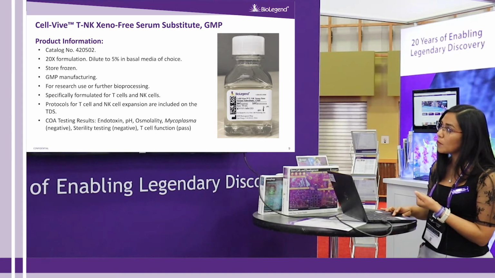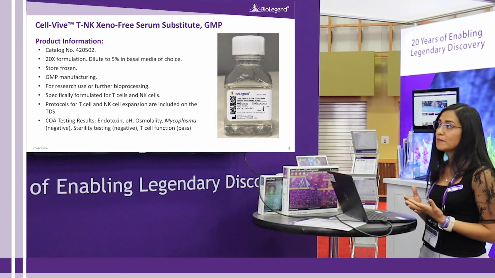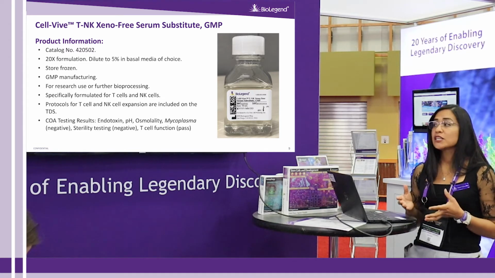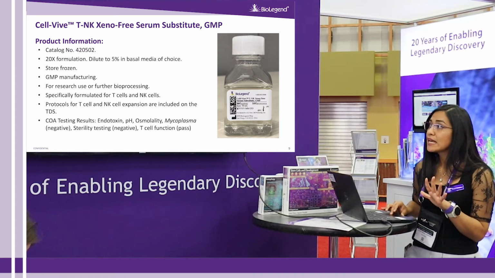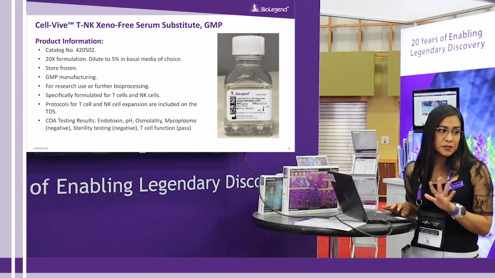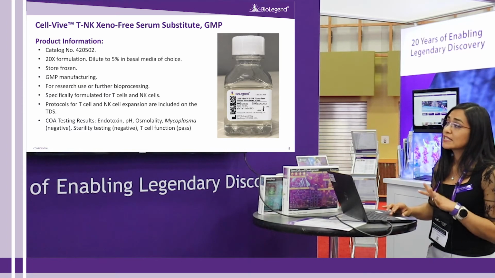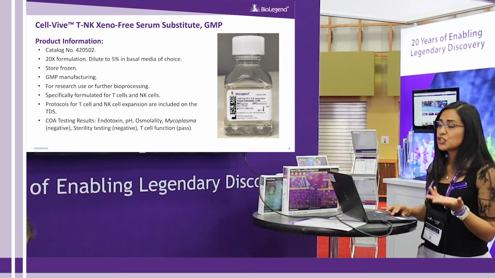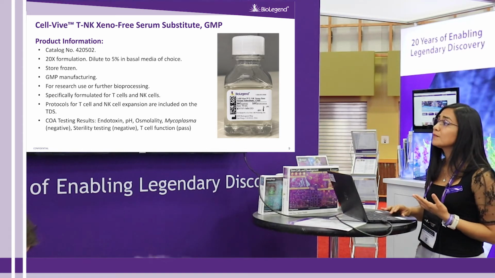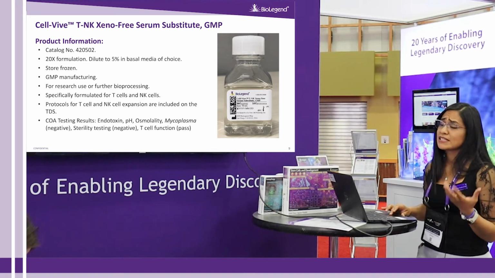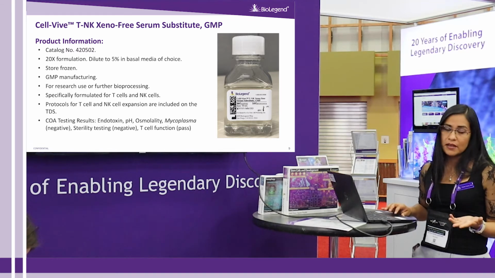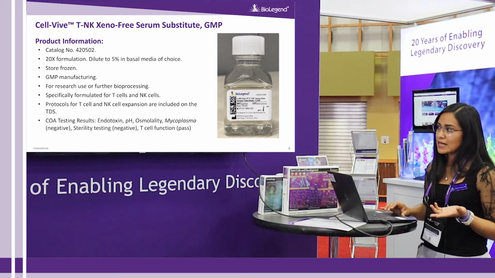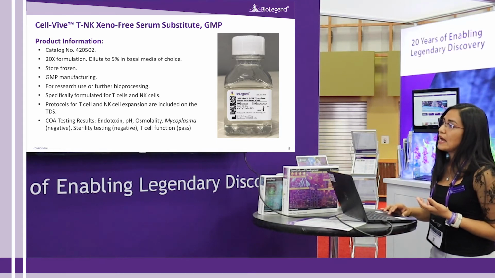This is a catalog number. You can look for more information on our website. And this is a 20x formulation. That means that you can deliver it at 5% in the media that you prefer. It's very flexible. And it's stored frozen. Again, it's GMP manufacturing. And it's for research use only or for further bioprocessing. And as I mentioned before, it's to support T cells and NK cells.